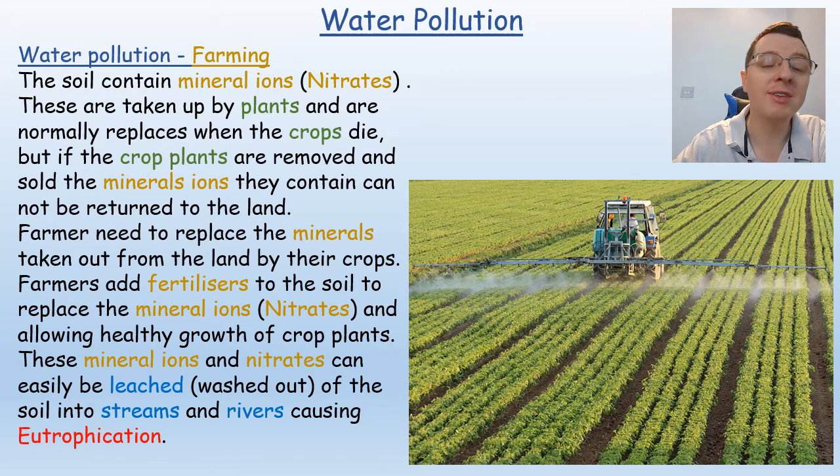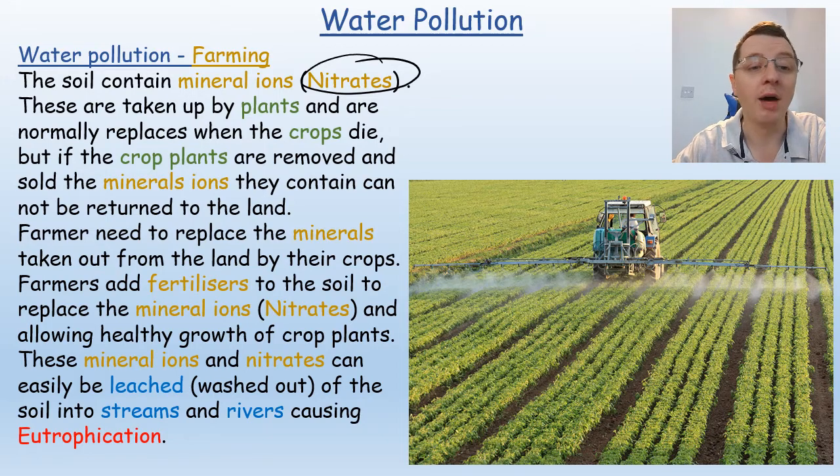Well, the soil contains mineral ions, and in particular an ion called nitrates, and these are taken up by plants and they are normally replaced when the crops die. But if the crops are removed and sold, then the mineral ions they contain can't be returned to the land, and over time the land will become less and less fertile, and the yields that the farmer will get from the land will become smaller and smaller.